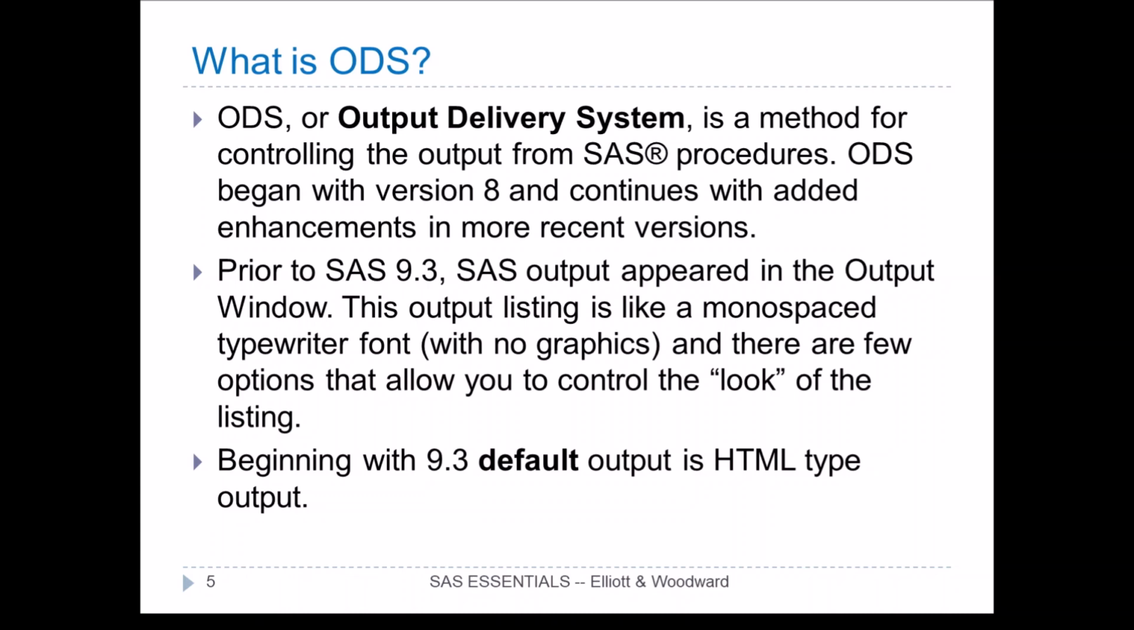Prior to SAS 9.3, SAS output appeared in the output window. This output listing was a monospaced typewriter font with no graphics. And there are a few options that allow you to control the look of the listing. However, beginning with 9.3, the default output is an HTML output that we'll look at in more detail later.